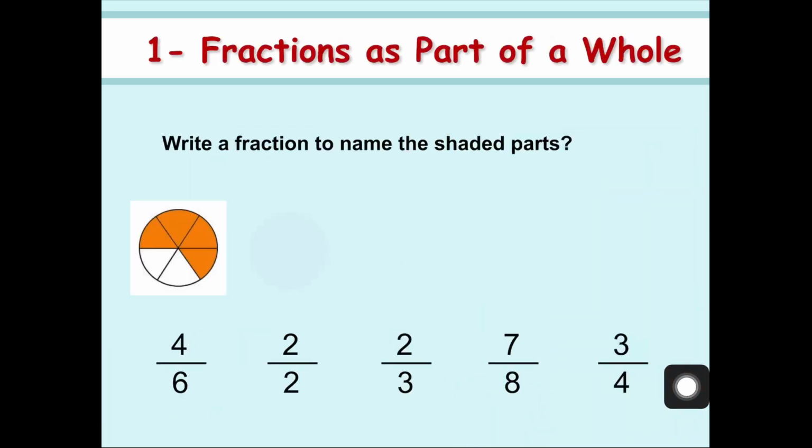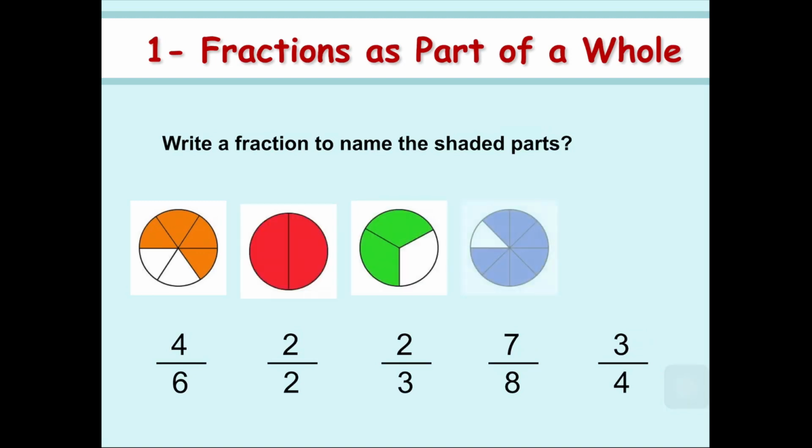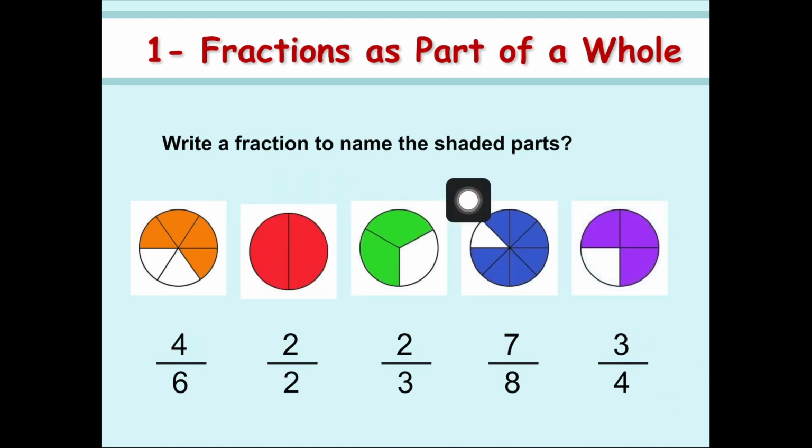All right, we also looked at fractions as part of a whole, and we can write a fraction to name the shaded parts. Like over here, looks like I have 4 out of my 6 pieces shaded, so that's 4/6. Over here, it looks like my full circle is shaded, so 2 out of my 2 pieces, or my whole circle, is shaded. Next, it looks like I have 1, 2 out of 3 shaded, so that's 2/3. Next is 7/8 shaded, and then 3/4 shaded. So now we know how to write a fraction to name the shaded parts.